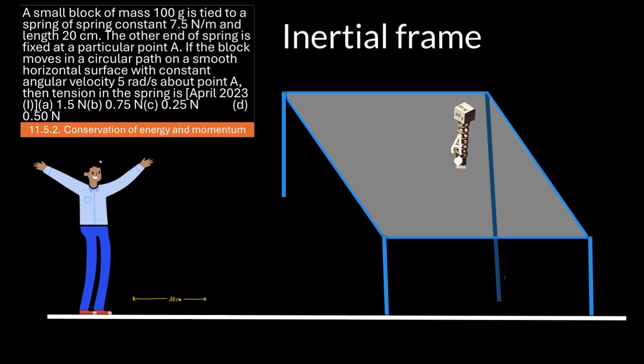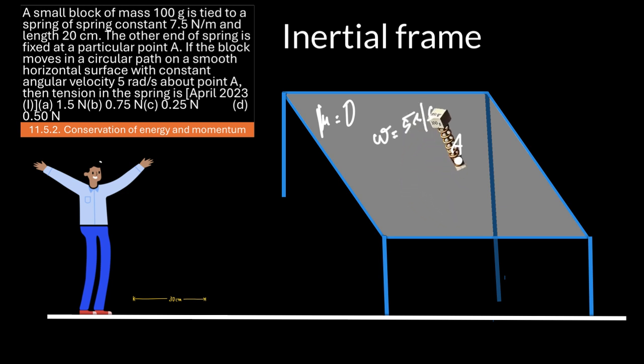Okay. If the block moves in a circular path on a smooth horizontal surface, which means this surface, I'll just consider this to be a table. The top of the table is the horizontal surface here, which is smooth. Therefore friction is equal to 0, and that is where the concept of work energy theorem kicks in. With a constant angular velocity of 5 rad per second. So this circular motion is at 5 rad per second.